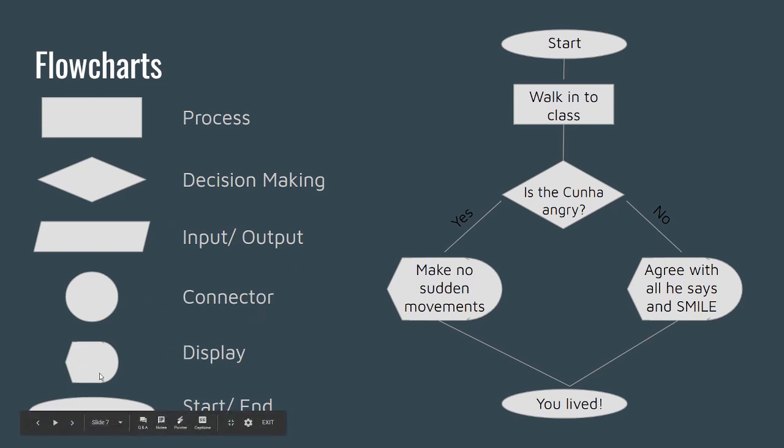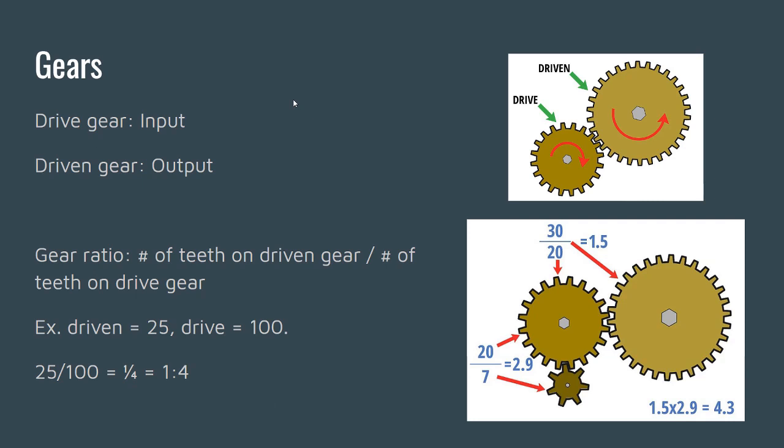This rounded rectangle with a triangle thing on the back is our display, and finally our oval, which is our start/end. Here we have an example of a flowchart. So you start, he'll walk into class. Is the Cunha angry? Yes? Well then don't make any sudden movements, and good job, you've lived. But if the Cunha isn't angry, then what you're gonna do is just agree with everything he says and smile. Either way, you live.